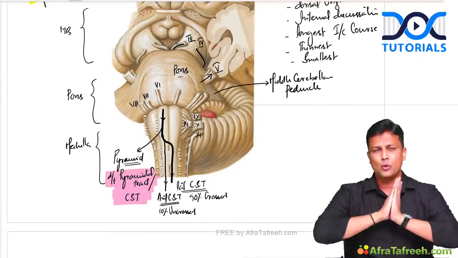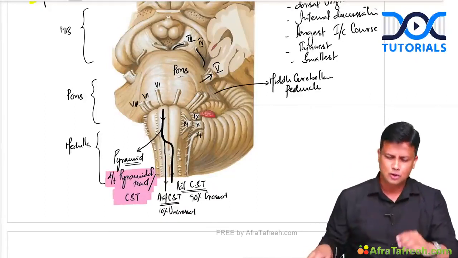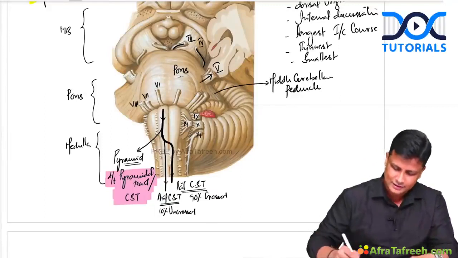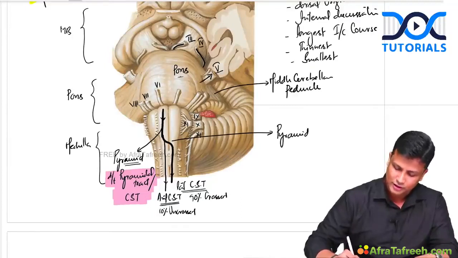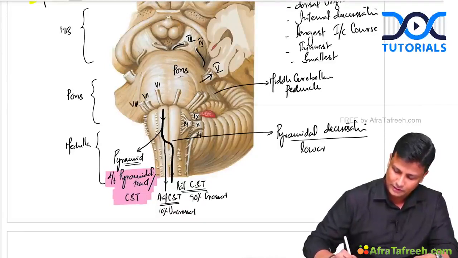And therefore, one of the most important questions which is always asked in your exams, whether it is NEET PG or AIIMS exams, guys, pyramidal decussation kahan hota hai? Where will the pyramidal decussation take place? Remember, it's in the lower medulla. Number one point that you have to remember here.